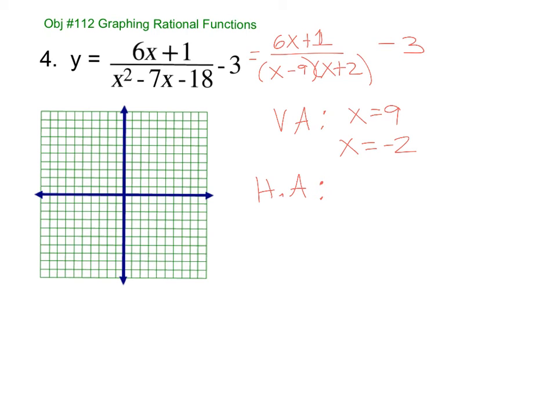We have our 6x, highest x on top, highest x on the bottom, minus 3. So we get 0 minus 3. So my guess, when I look at this, because of what's happening here, my guess is it's going to look like that last one. Y is negative 3. X is 9. And negative 2.